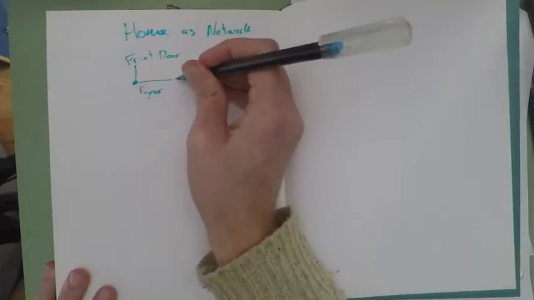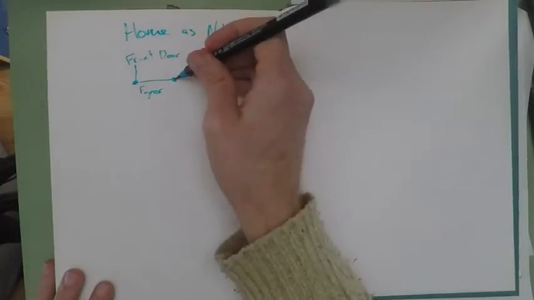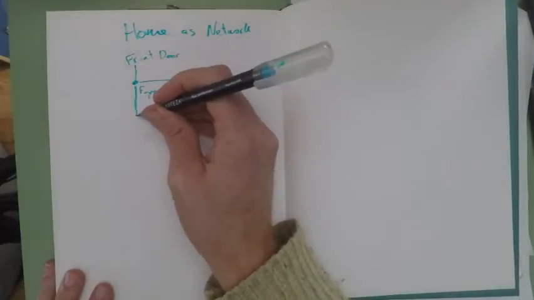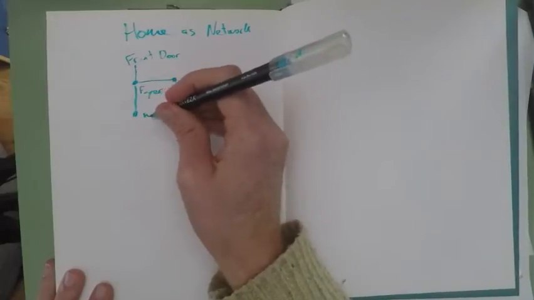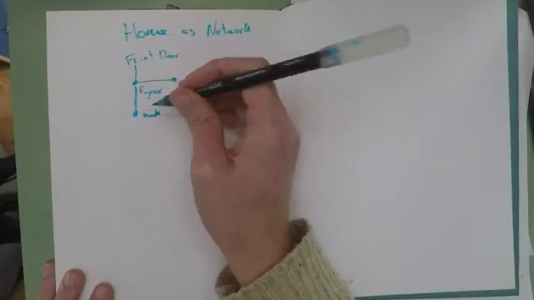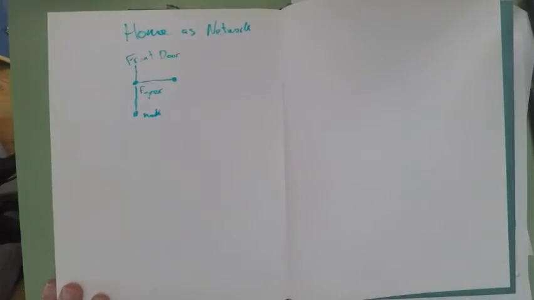Off to the one side, I've got my front room that I don't really use a whole lot. This is only connected to the foyer. We could think about it being connected to my breakfast nook, but mostly, at least right now, it's just kind of become a dumping ground, right? Nothing really interesting is going on there.